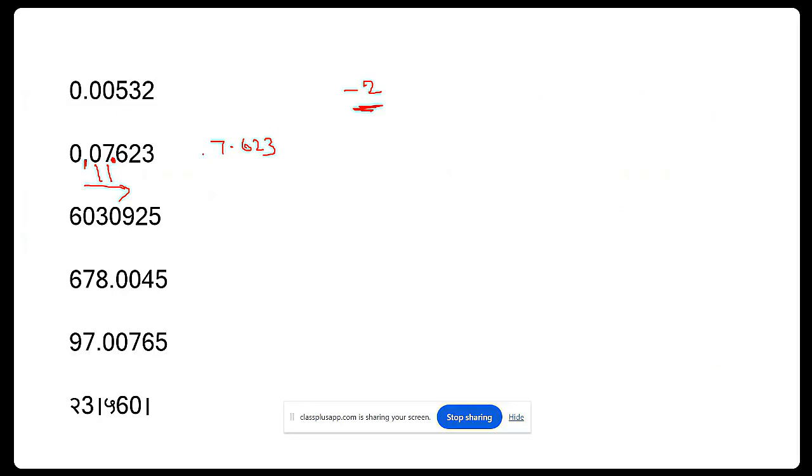But this is not the final answer, because here you have 7 point something. 7 point something means more than 5 now. 5 or more than 5 means that you have to do plus 1. Minus 2 plus 1 is what? Minus 1. Okay, this is the correct order of the magnitude. So you can write 0.76 into 10 to the power of minus 1.